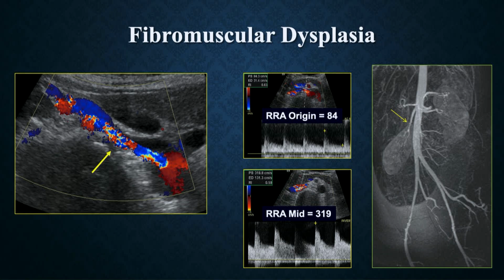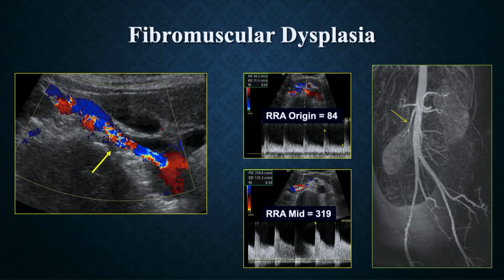Here's a patient that had fibromuscular dysplasia, long segmental stenosis of the right renal artery. The velocity in the mid-segment where this is stenotic is over 300. Compare it to the renal artery at the origin, which was only 84. So again, marked increase in velocity in the stenosis.